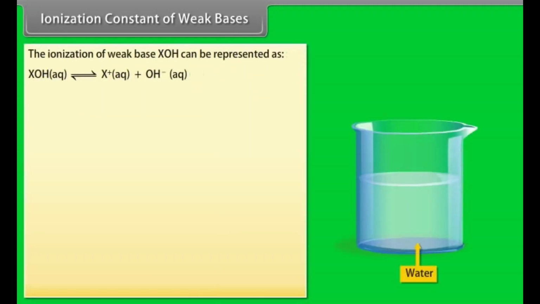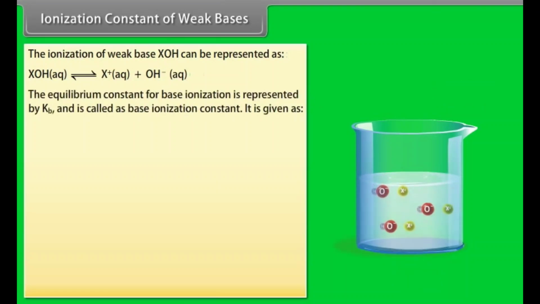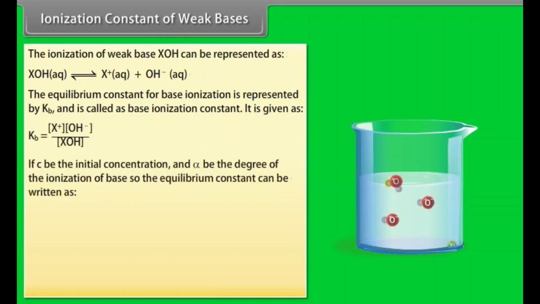Ionization constant of weak bases. The ionization of weak base XOH can be represented as: the equilibrium constant for base ionization is represented by Kb and is called the base ionization constant. It is given as: if C be the initial concentration and alpha be the degree of the ionization of base, so the equilibrium constant can be written as Kb is equal to C alpha square by 1 minus alpha.